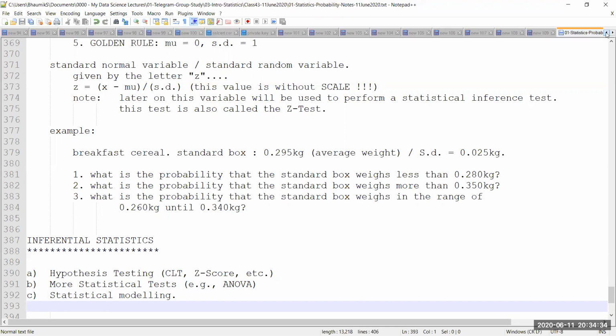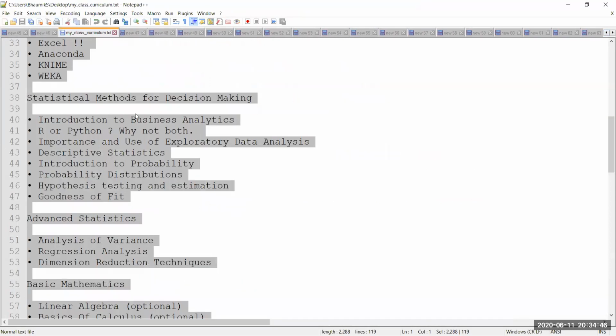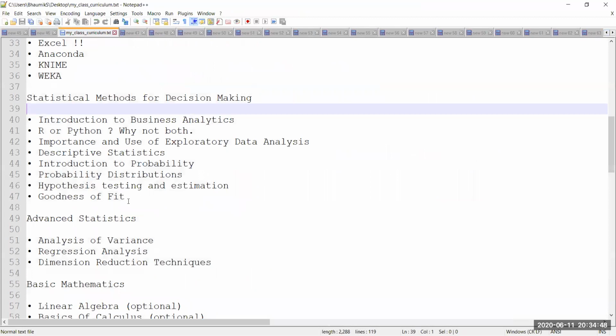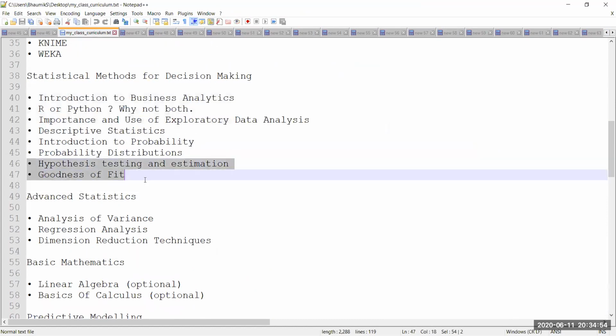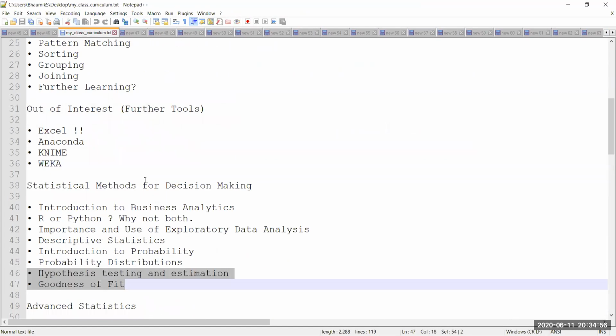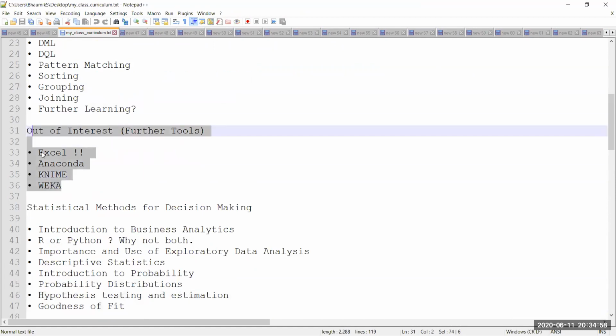And I believe I can just quickly have a look into our curriculum. If I have that file open, let me see. If I have that file open, then maybe we can see what we are supposed to cover. So yes, we are doing this. We are already done with this, and we will be looking into hypothesis testing and goodness of fit. And then there are certain tools that we are going to look into.